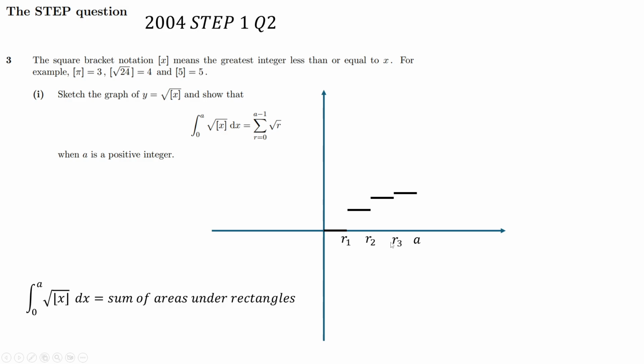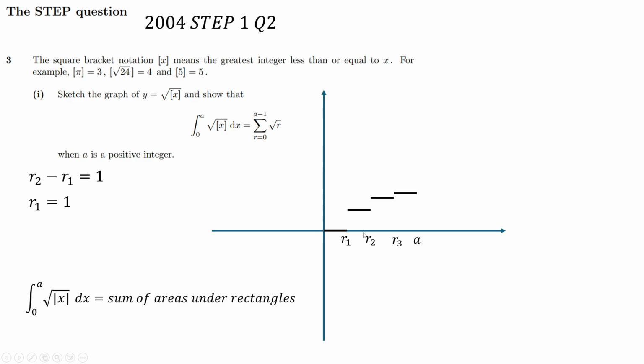I've said this is R1, R2, R3, and then this will go on, so R4, R5, R6, R7, all the way to the last one, A. Now the difference between, say, R3 and R2, or R2 and R1, or R1 and 0, is just going to be 1, right? We've already seen that. The difference is always just going to be 1. So we can just say that R1 is 1, right?